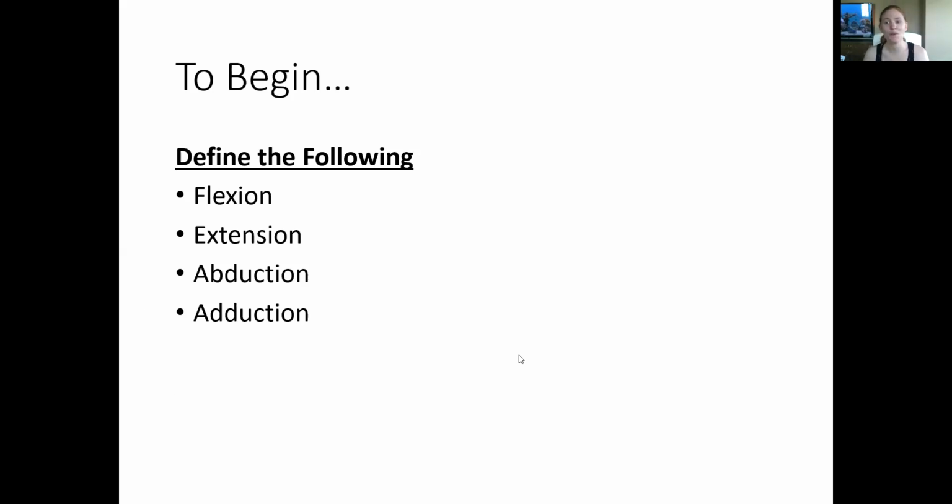Okay, welcome back. So now I'm going to go through it together. I'm going to back up so I can mime things out for you. So flexion means that you're decreasing the angle at a joint. So for example, if you flex your arm, or you could say flex your elbow, you're decreasing the angle. So this would be flexion.